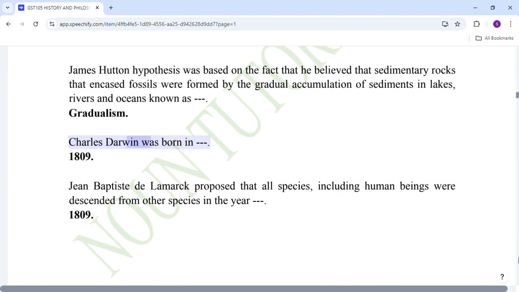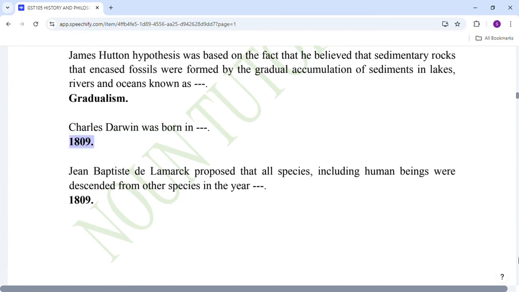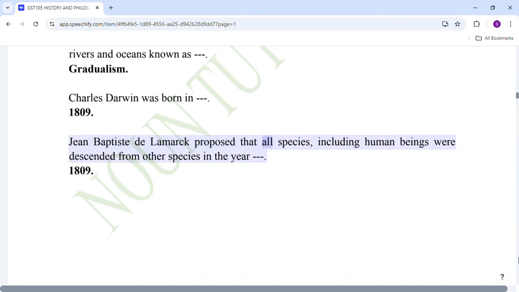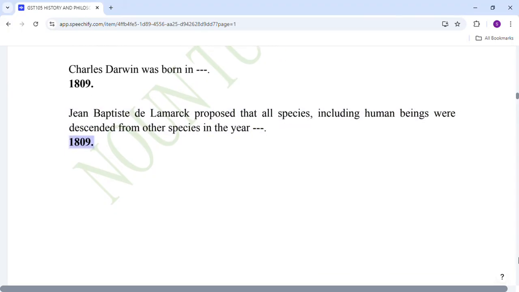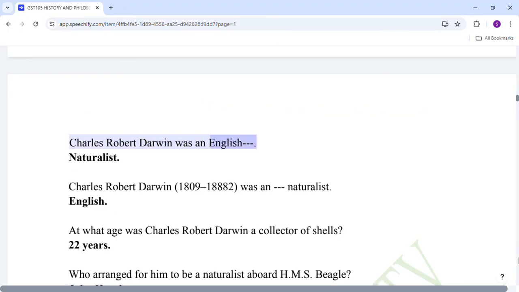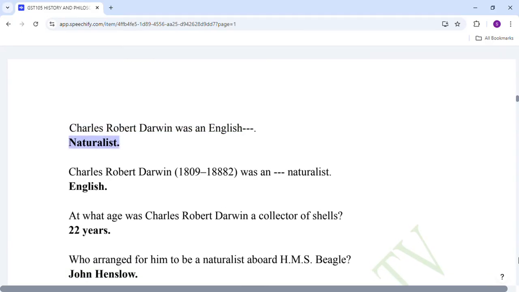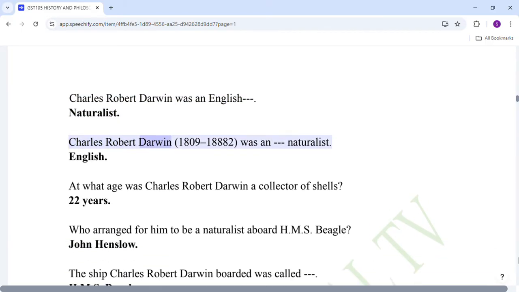Charles Darwin was born in 1809. Jean-Baptiste de Lamarck proposed that all species, including human beings, were descended from other species in the year 1809. Charles Robert Darwin, 1809 to 1882, was an English naturalist.